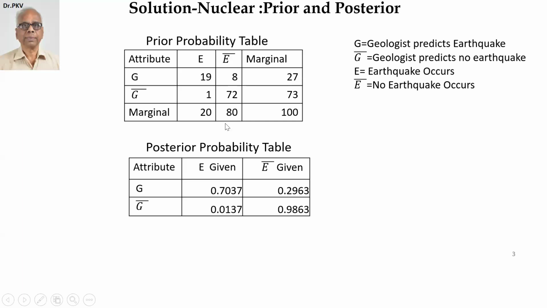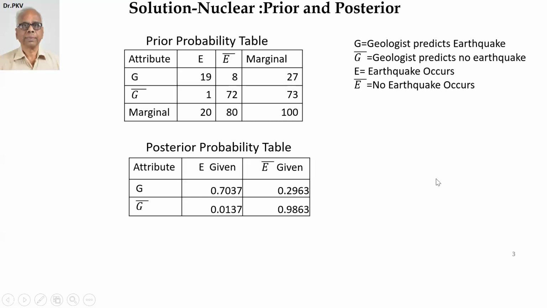She is right, and 19 out of the 20, the geologist is right. 1 out of the 20, the geologist is wrong in predicting no earthquake. This is the table. Now add these marginal totals. Overall, on 27 occasions the geologist predicts earthquake. On 73 occasions the geologist predicts no earthquake. And everything tallies. This is the prior probability.